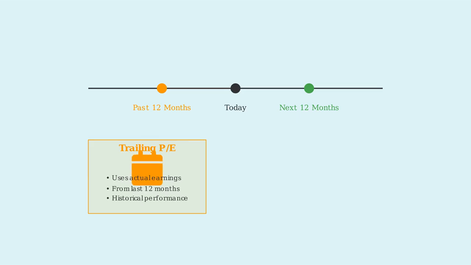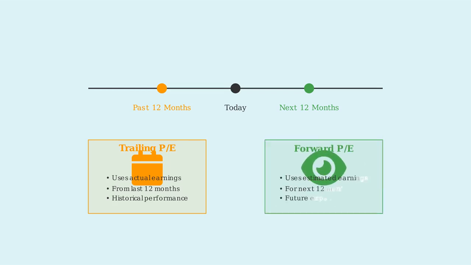This gives us concrete historical data about how the company has actually performed. It's based on real numbers, not estimates. Forward PE uses estimated earnings for the next 12 months. This reflects market expectations and analyst predictions about future performance. It helps investors understand what the market expects from the company.